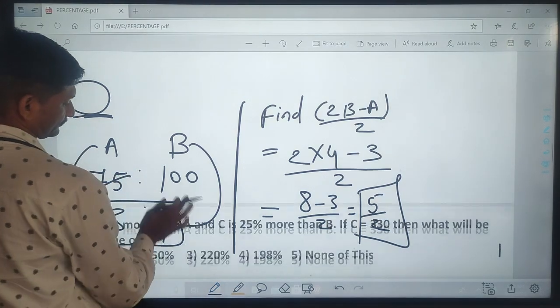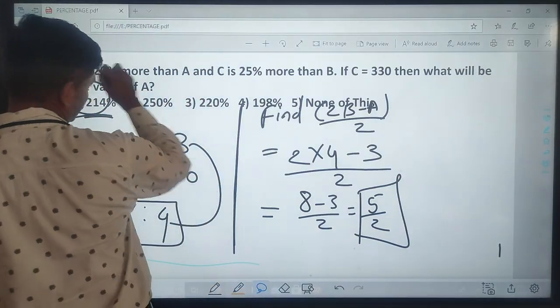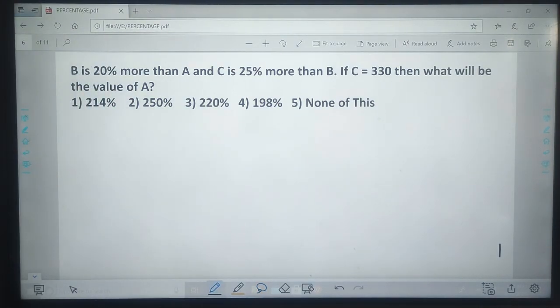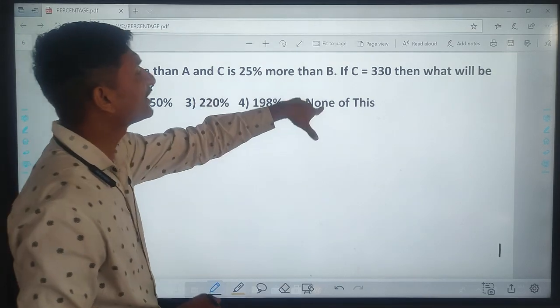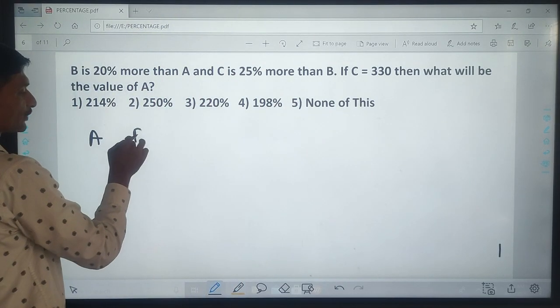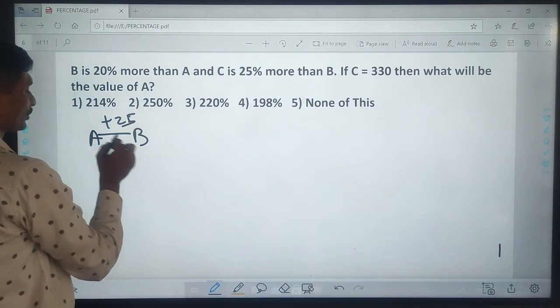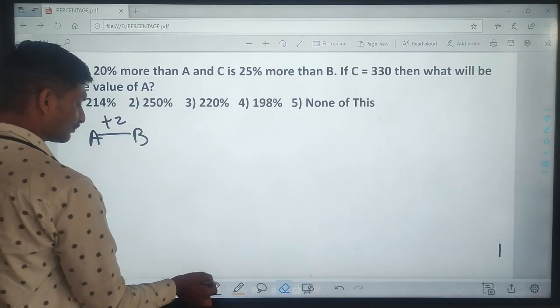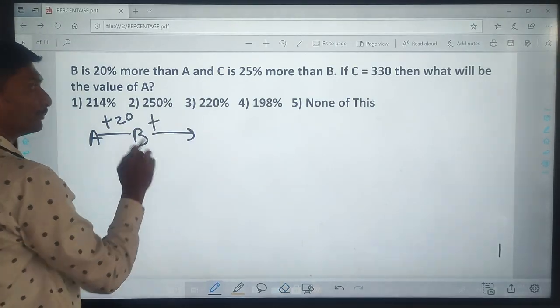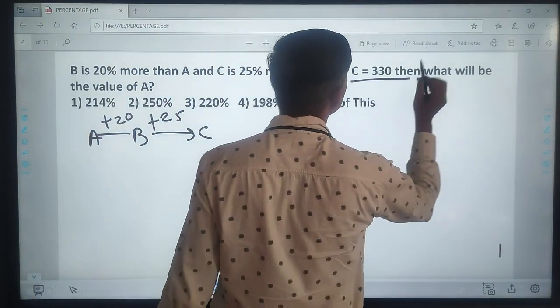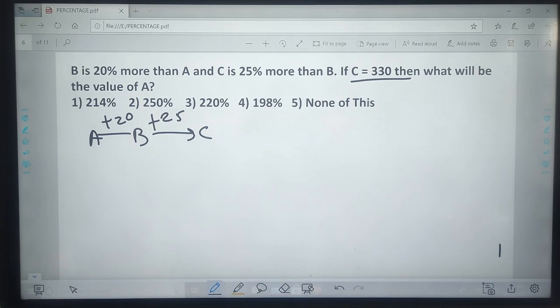Next. B is 20% more than A. C is 25% more than B. Here, if C is equal to 330, then what will be the value of A?